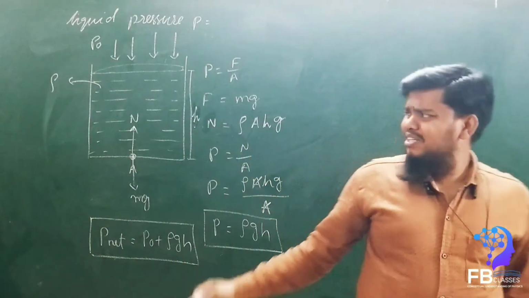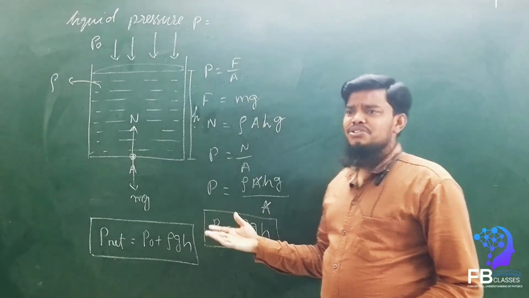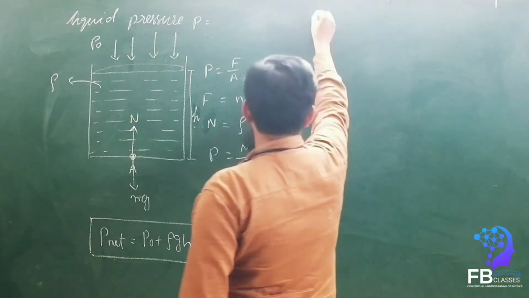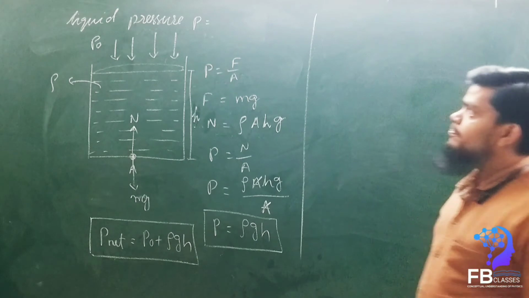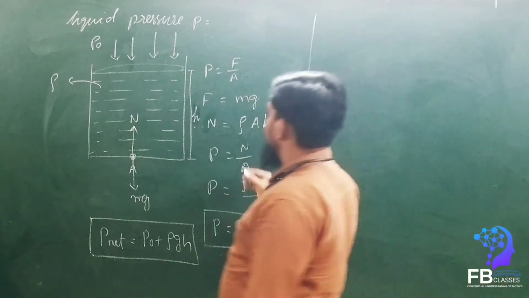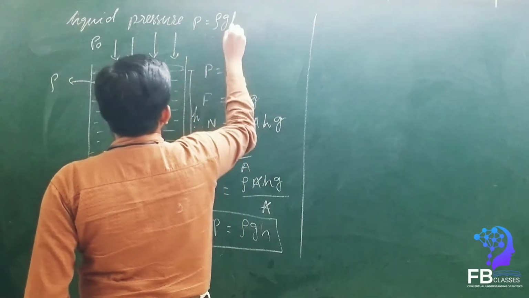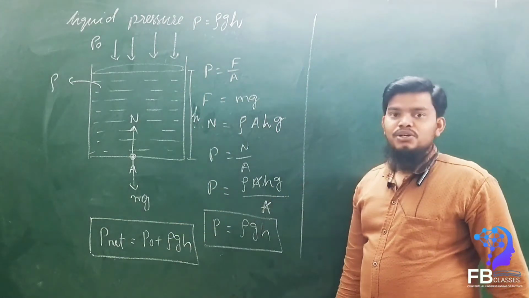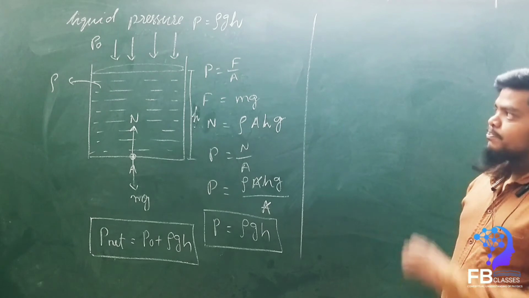There are many methods to prove this, but this is the simplest method. You can understand it very easily, no need to worry about it. The pressure of the liquid is rho g h. If it is the total pressure, then it is P naught plus rho g h. Are you getting my point?